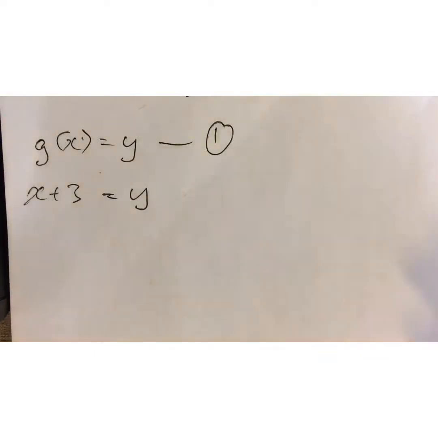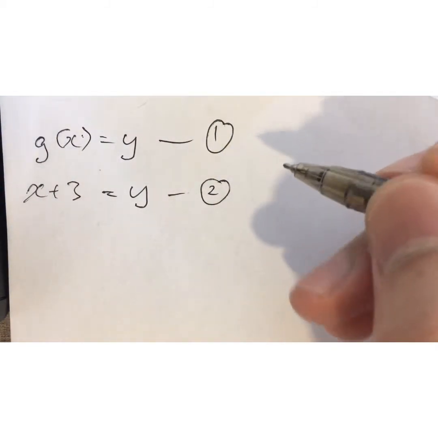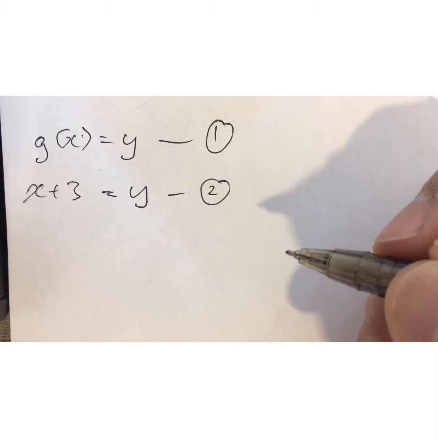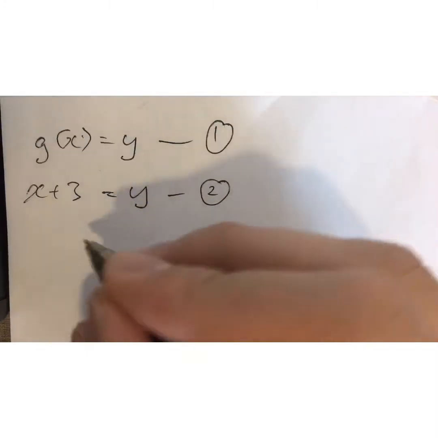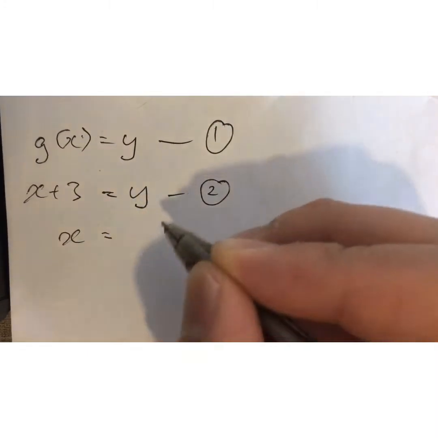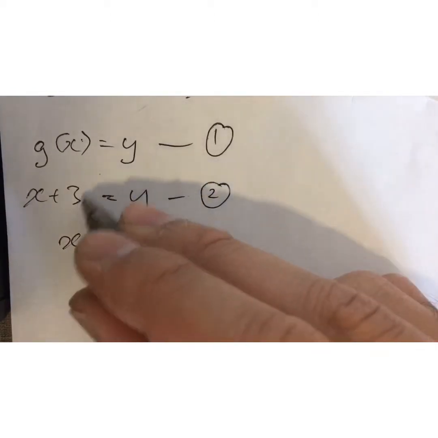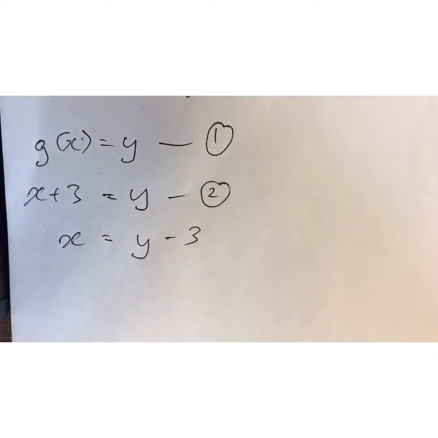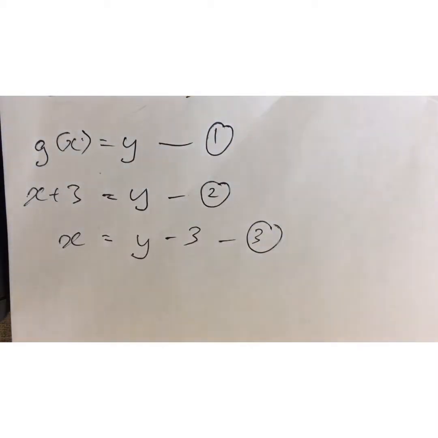Okay, that's step 2. And then on step 3, you need to put the x on one side. So we want to put the x here: x equals y minus 3. You bring the 3 over here, it becomes minus. So x equals y minus 3. That's step 3. That's very important.